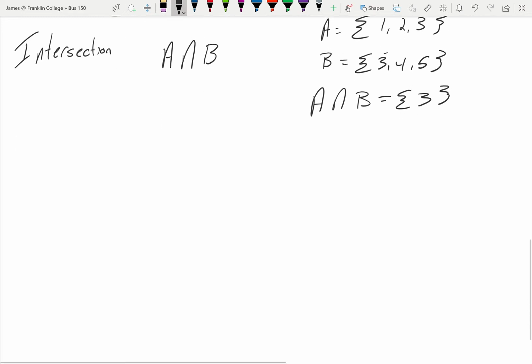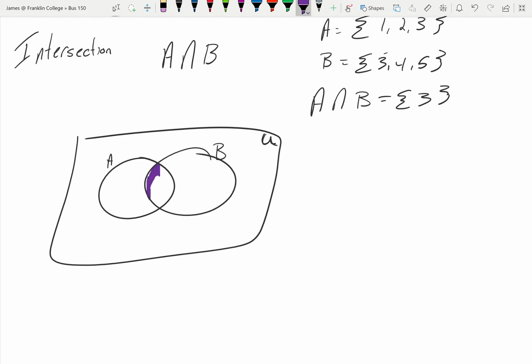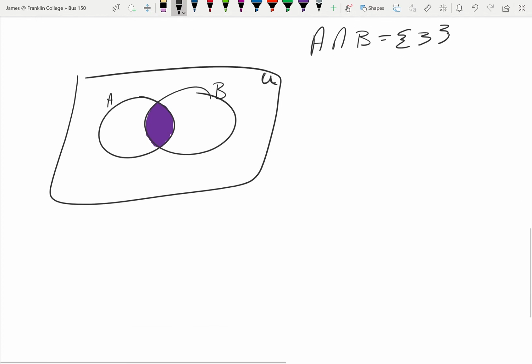Alright, if we want to think about it a little more abstractly and pictorially, we have the entire universal set, all things that could possibly be in A or B. We could have set A, we could have set B. The intersection of sets A and B is just this middle region where both A and B overlap. So that is the intersection of A and B.